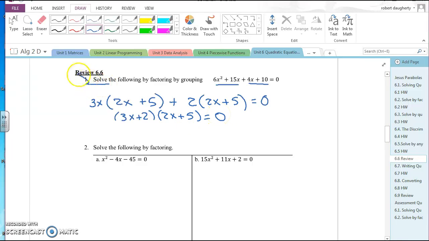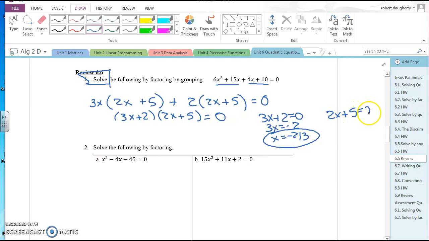This problem said solve. I'm not done until I have a solution. So my solution is by setting each factor equal to 0. When 3x plus 2 equals 0, that means that 3x equals negative 2, x equals negative 2/3. That is one solution. The next solution is when 2x plus 5 is equal to 0. That means that 2x is negative 5, x is negative 5 over 2. So negative 5/2 and negative 2/3 are the two solutions.